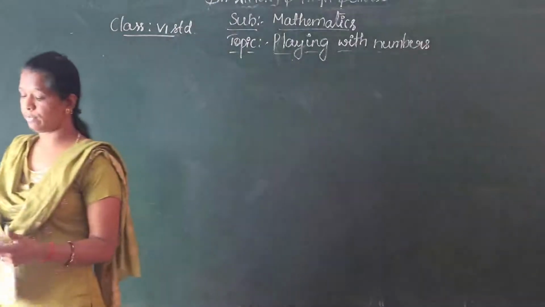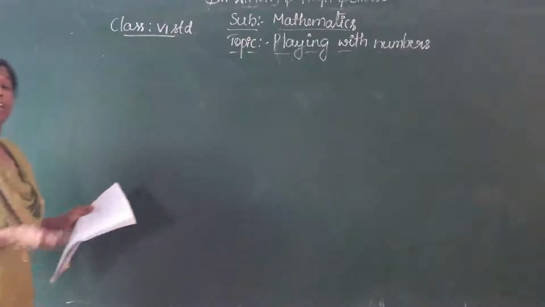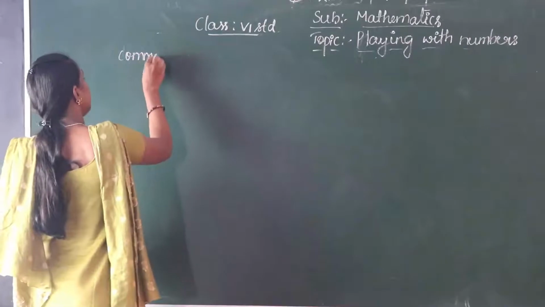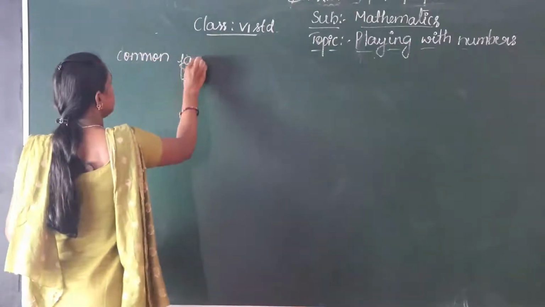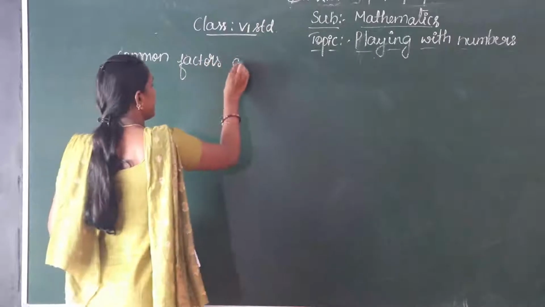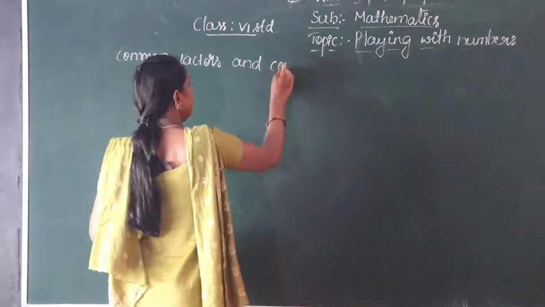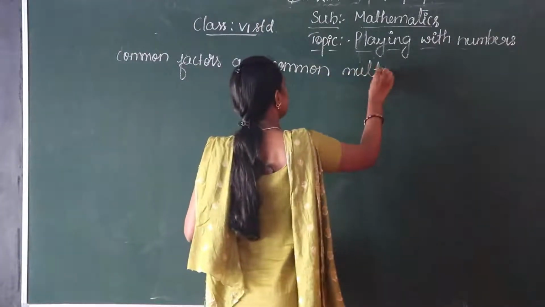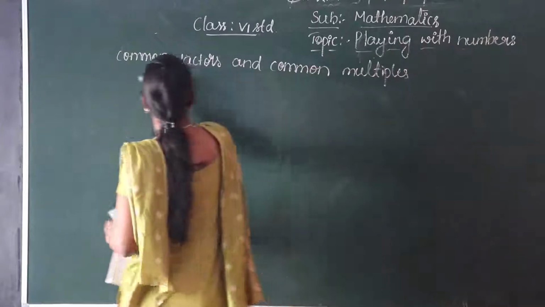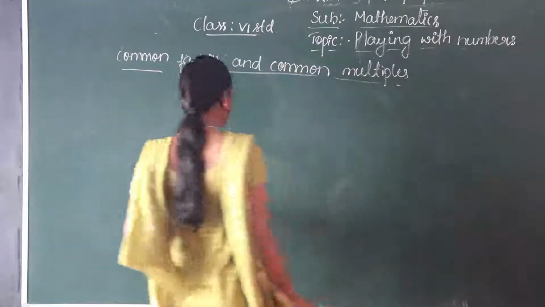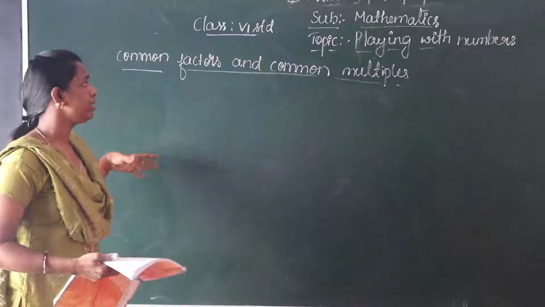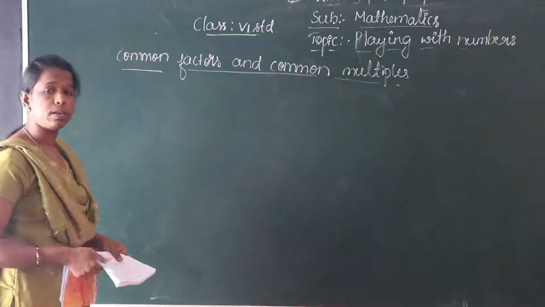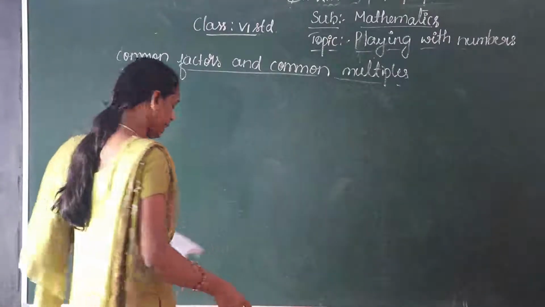So the next main concept of this chapter is, let us go to common factors and common multiples. Okay. Common factors and common multiples. So it is in some tables. So for that you have to learn the tables. Common factors and common multiples also. Multiples means tables you have to write.